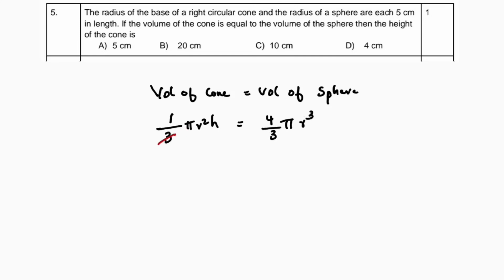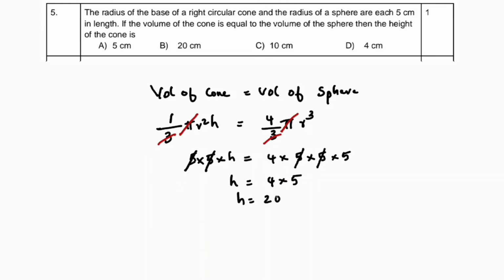So now see here, 3 and 3 will cancel. Pi also will get cancelled. Now I need to find the height. Radius is 5 times 5 square into h. Here 4 times r, and r is the same 5. So 5 into 5 into 5. One 5 and one more 5 will get cancelled. So the height is 4 times 5, that is nothing but 20 centimeters. So the correct option is B.